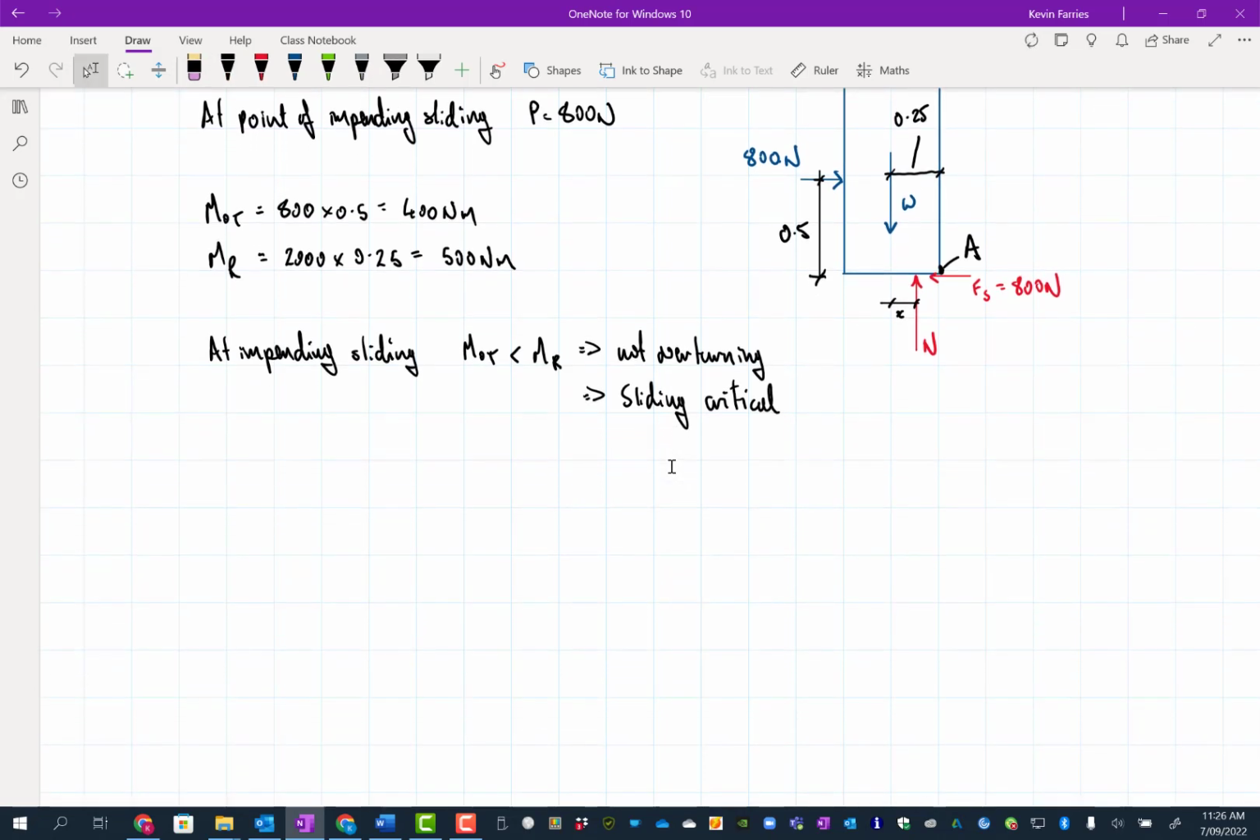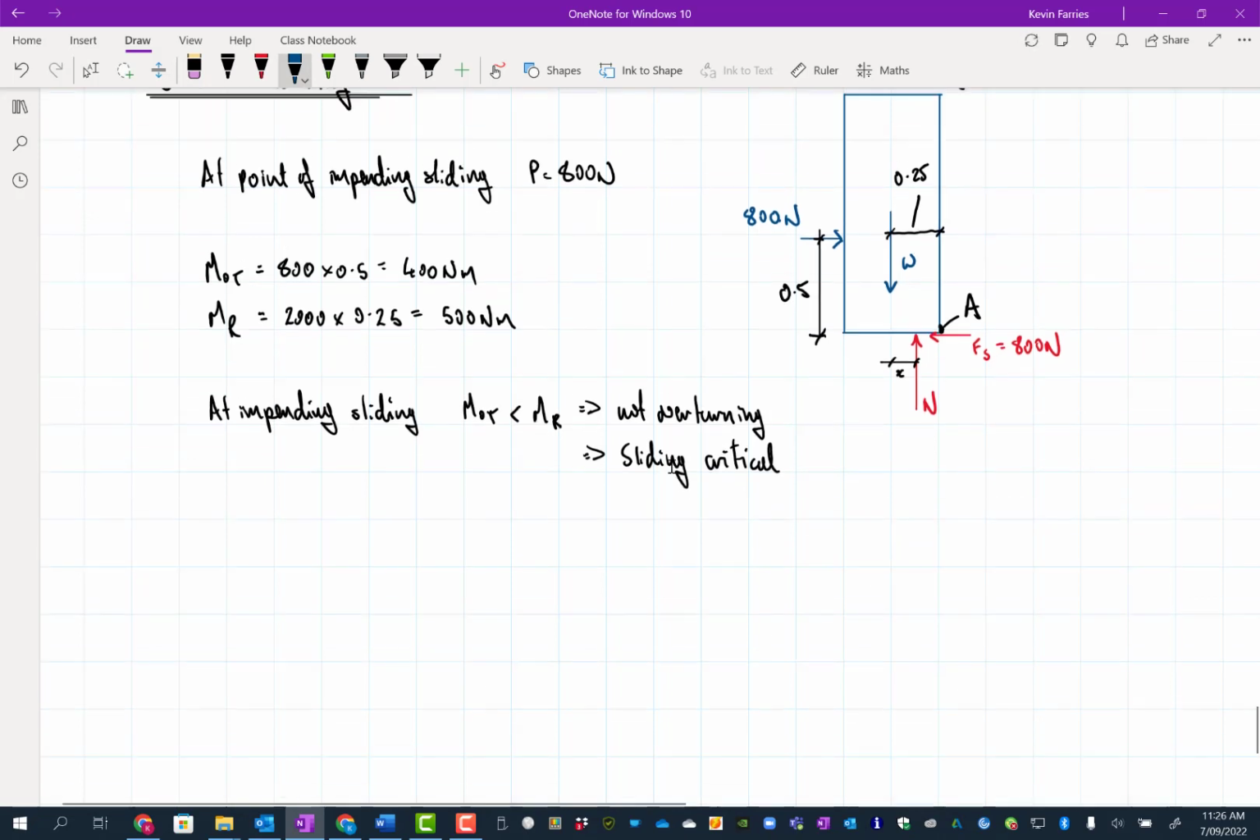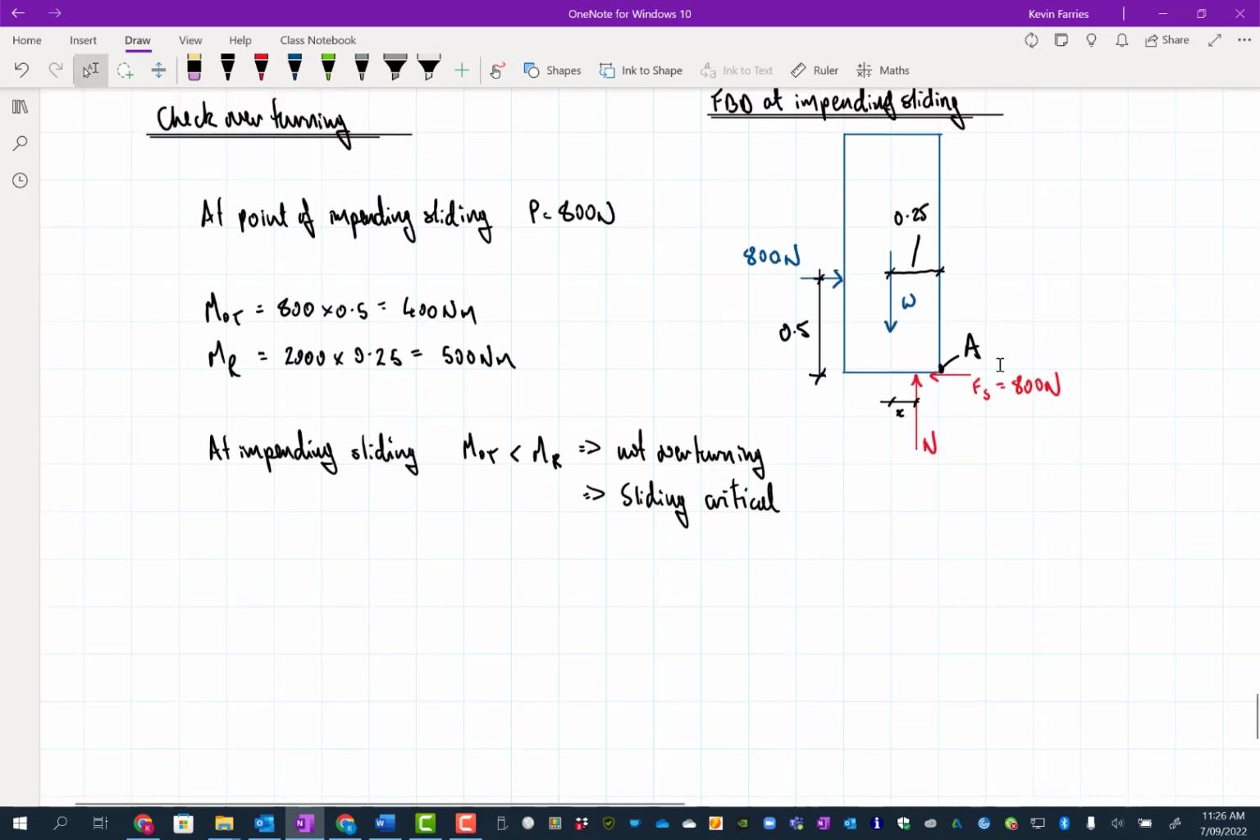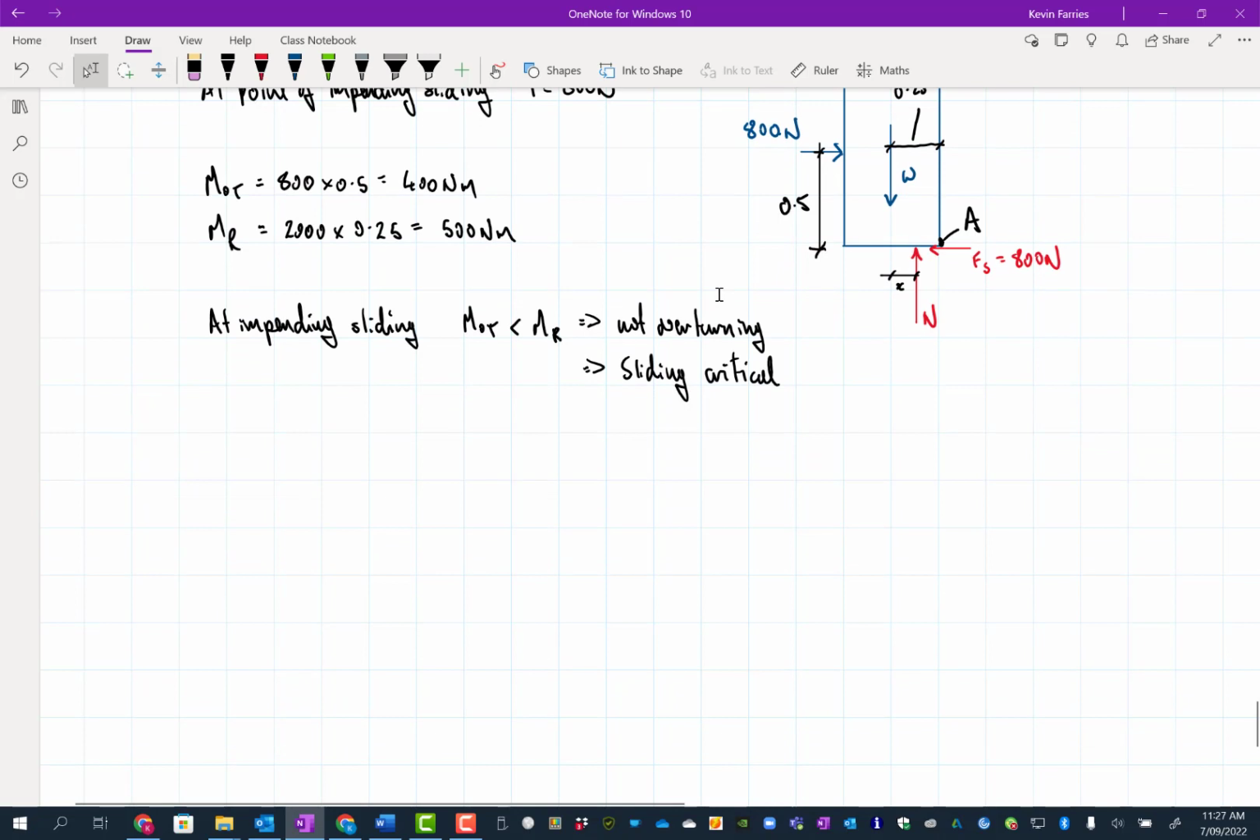So what do we know? It's going to start sliding when that force P is 800 newtons. And a question might ask you that. It might ask, at what point, what's the maximum load you can apply while retaining static equilibrium, and you do something similar to this. So you'd calculate what force would make it slide, and then you can also calculate what force would make it overturn, and just see what answer you get. So lots of different ways you can do this. It doesn't have to be this way.